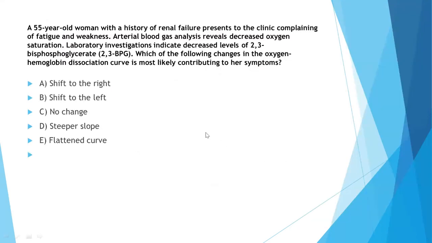A 55-year-old woman with a history of renal failure presents to the clinic complaining of fatigue and weakness. ABG analysis reveals decreased oxygen saturation. Lab investigation indicates decreased levels of 2,3 BPG. Which of the following changes in the oxygen hemoglobin dissociation curve is most likely contributing to her symptoms?